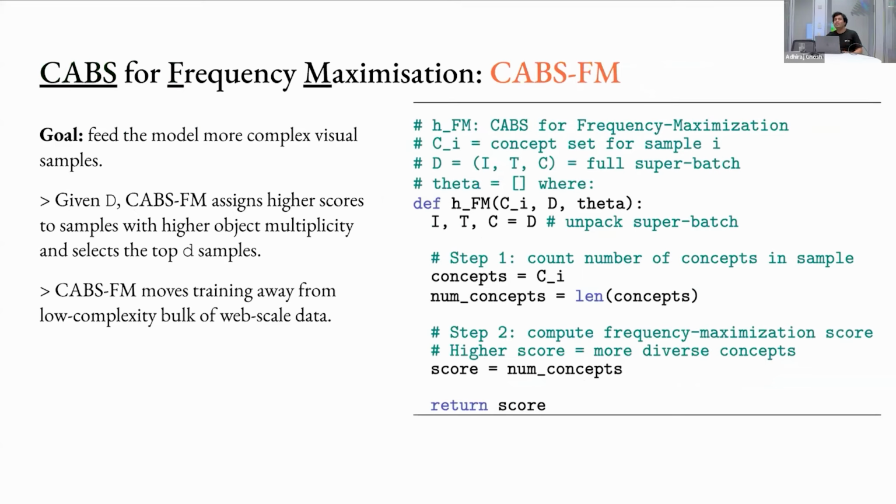This next one is super simple. We have another CABS batch sampling algorithm, which is called frequency maximization, where we basically want to keep the most complex samples, the samples with more concepts in them, in the batch. So literally very simple. Take 8,000 samples, count the number of concepts in each sample, rank them in descending order, and select the top 4,000. That's exactly how frequency maximization works.